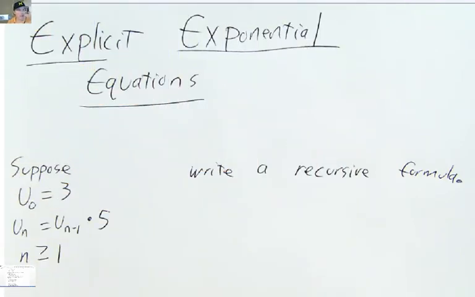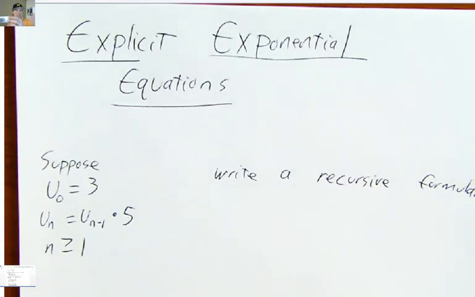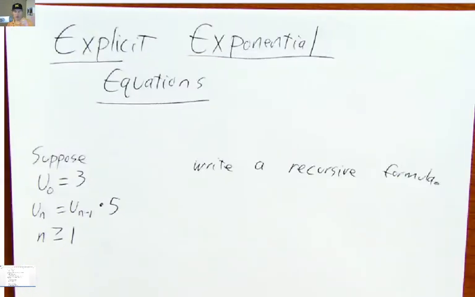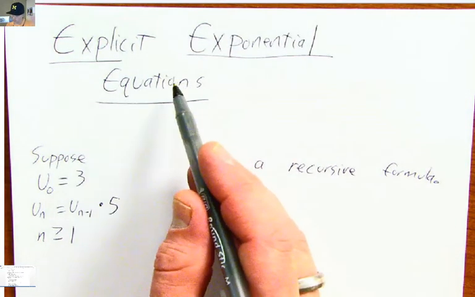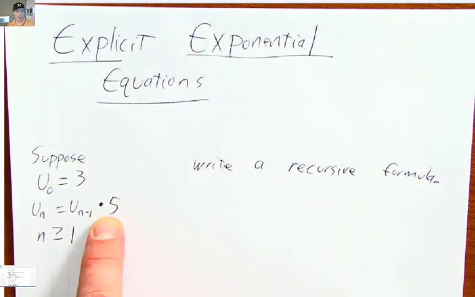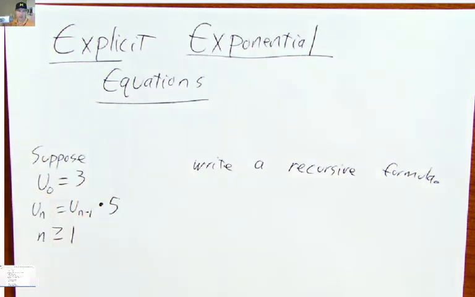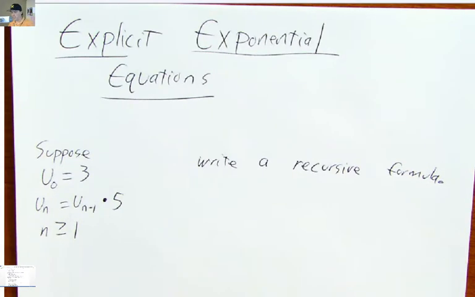Today we are going to learn about explicit exponential equations. In yesterday's lesson, we took recursive geometric sequences. Because it was a geometric recursive sequence, we were multiplying to get from number to number, from the 0 term to the first term, second term, third term, fourth term, 50th term, and so on.